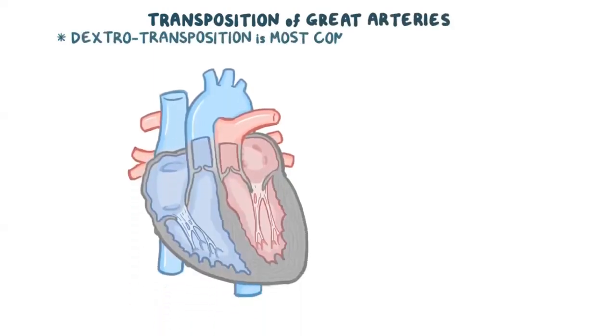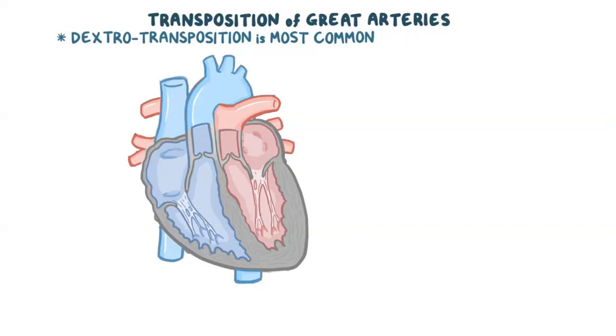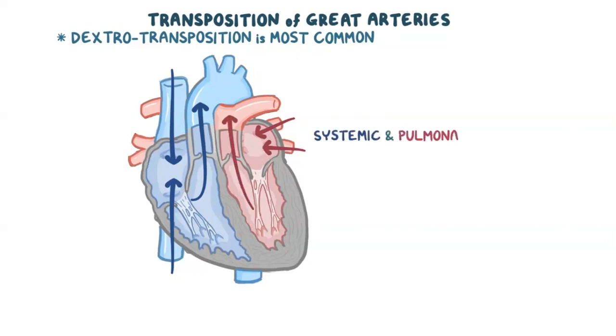Second is transposition of the great arteries. In dextrotransposition of the great arteries, the most common type of transposition, the aorta is anterior and to the right of the pulmonary artery. Desaturated blood returning from the body to the right side of the heart goes inappropriately out the aorta and back to the body again, whereas oxygenated pulmonary venous blood returning to the left side of the heart is returned directly to the lungs. Thus, the systemic and pulmonary circulations exist as two parallel circuits.